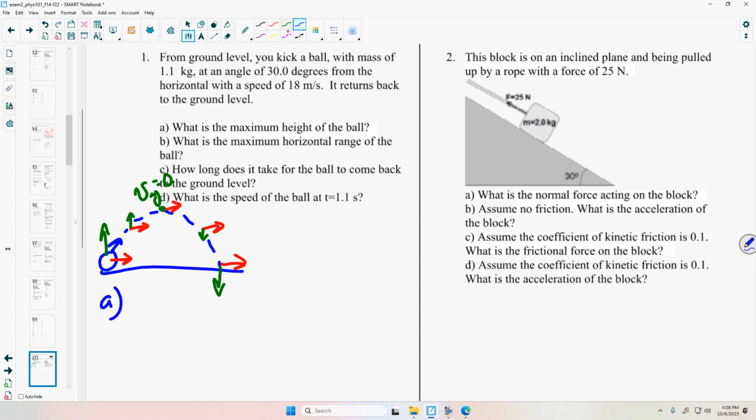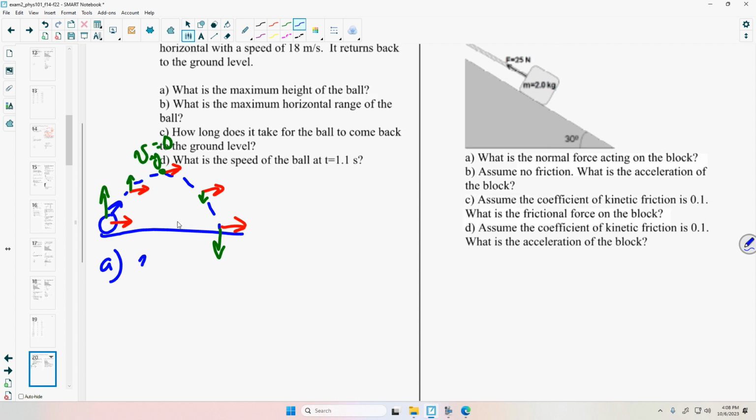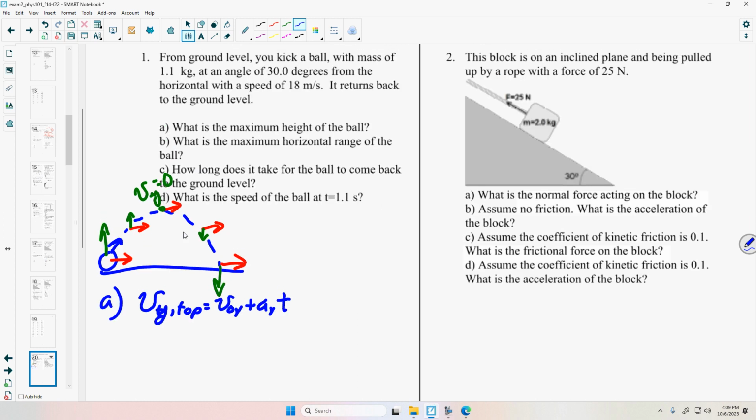So for part A, to find the time, I say that Vy at the top is equal to V naught y plus AYT. Oh, and by the way, I want to go ahead and find my x and y components. I just like to do that up here. I'm going to need both of them, so I'll go ahead and find them. V naught x is going to be 18 cosine of 30. V naught y is 18 sine of 30. That's equal to 9. This is 18 cosine 30. That's equal to 16.